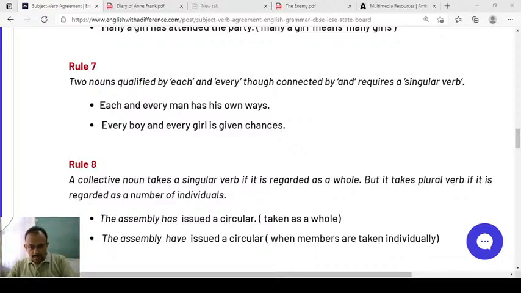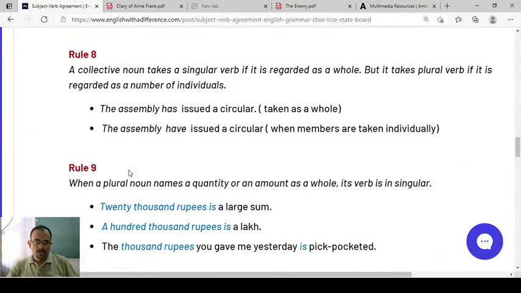Okay, so let's move on to the next rule, that is rule number 8. So what is rule number 8? A collective noun takes a singular verb if it is regarded as a whole. But the question is, first tell me what is a collective noun. Can you give me an example of a collective noun, dear students?